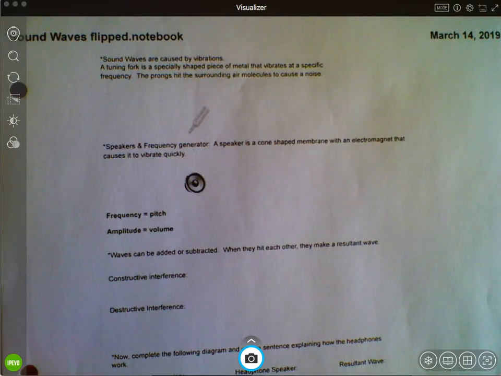Speakers and frequency generators: a speaker is a cone-shaped membrane with an electromagnet that causes it to vibrate quickly. So really all that speakers are is electromagnets that vibrate really fast, and those vibrations cause sound, okay?